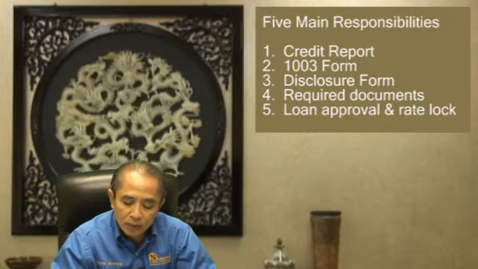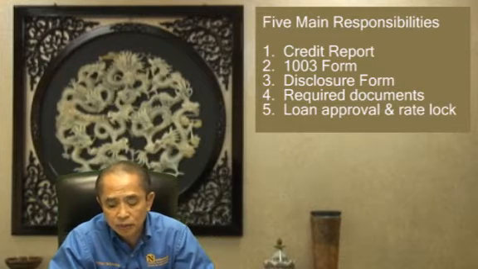I am going to talk about loan origination. I want to touch on the main topics only very briefly. Loan officer has 5 main responsibilities. Number 1 is credit report. Number 2, loan application or 1003. Number 3, disclosure form. Number 4, required documents. Number 5, loan approval and rate lock.